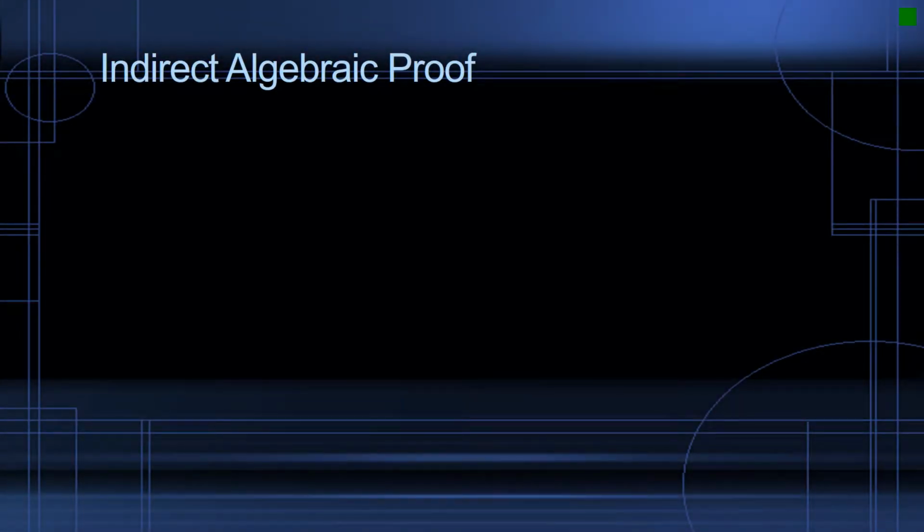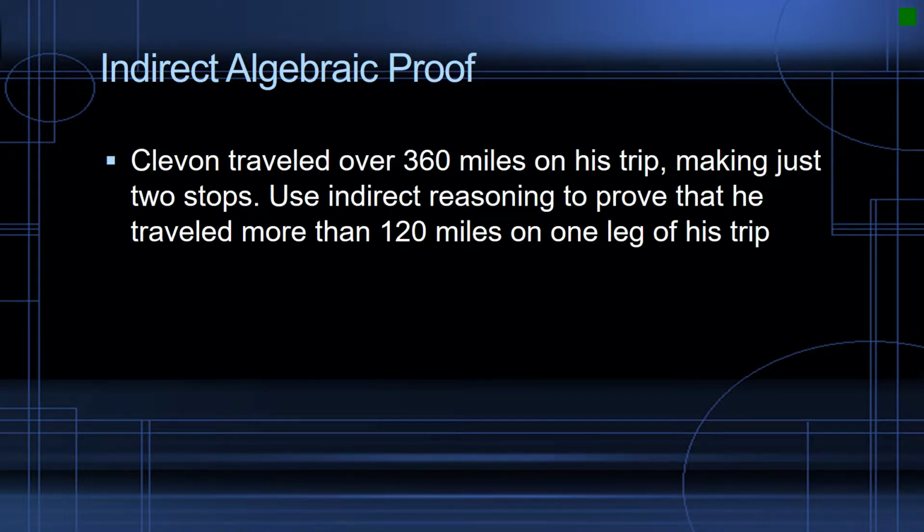Okay, so we're looking at proofs, which we love, and we're going to look at a word problem, which we also love. So we got a double love in this example 3, which is located on page 356 in your textbook. So we've got this statement here that Cleavon traveled over 360 miles on his trip, making just 2 stops.